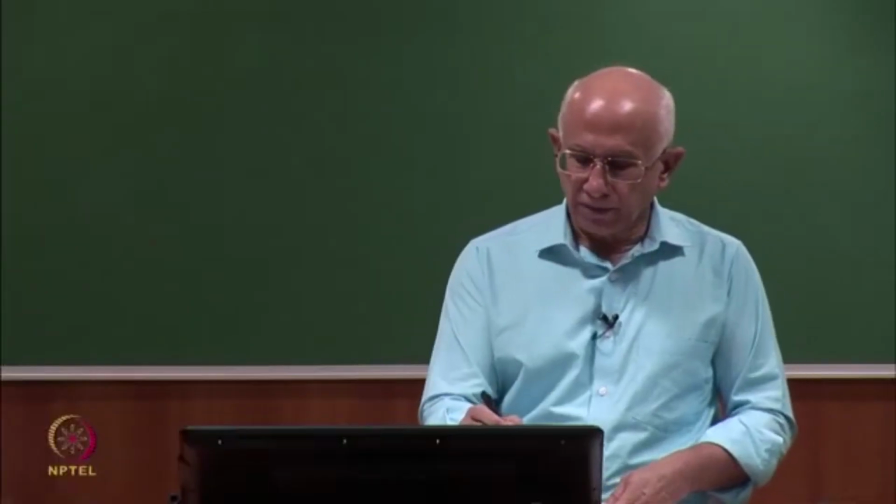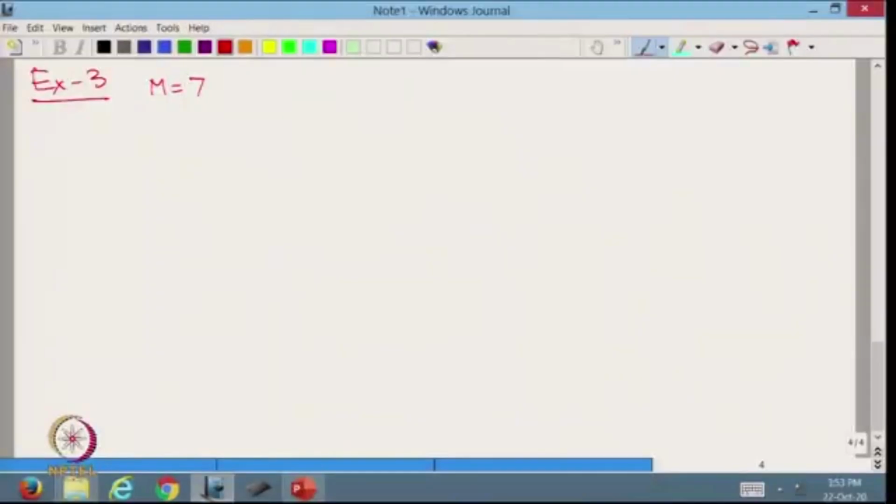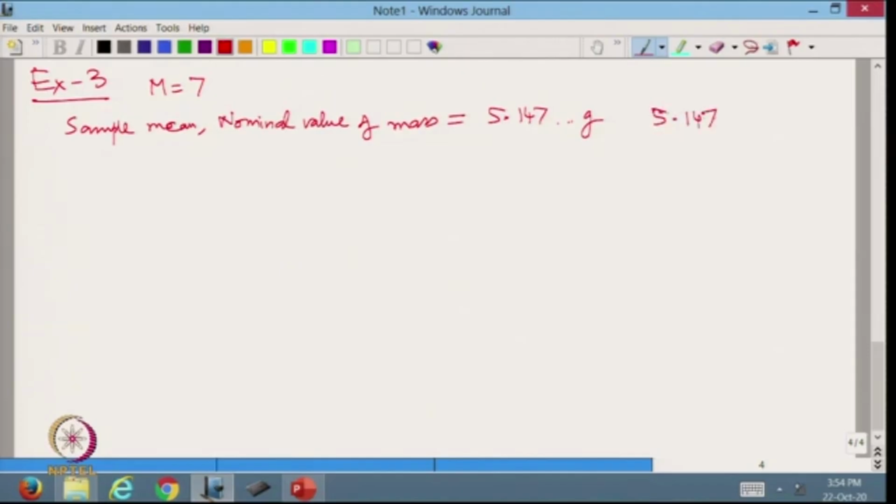So, we have all those readings and the sample size is 7. We do exactly what we did in the first question. We calculate the sample mean, which is our mean value, average value, or the nominal value of the mass. We do the averaging calculation, and when you do that, you will get 5.147 grams, which we could round off to as many decimal places as was given to us, which is 5.14. We will keep as this much.